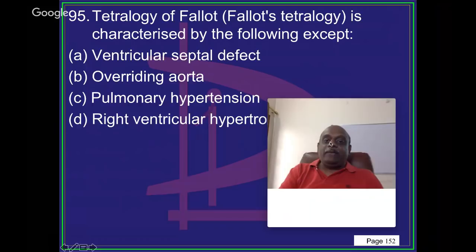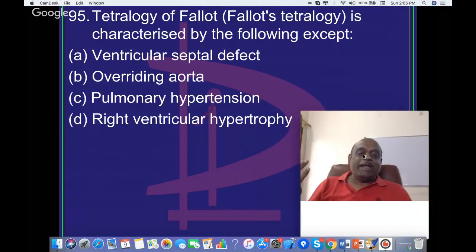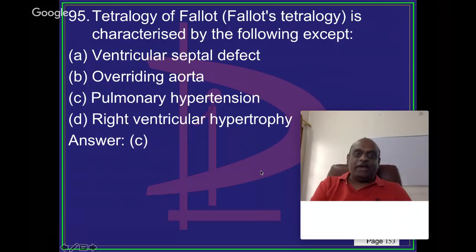Tetralogy of Fallot, what do you not see? There's a pulmonic stenosis. Overriding aorta hota, VSD hota, right ventricular hypertrophy hota, magar pulmonary hypertension nahi hoga, nahi hoga.